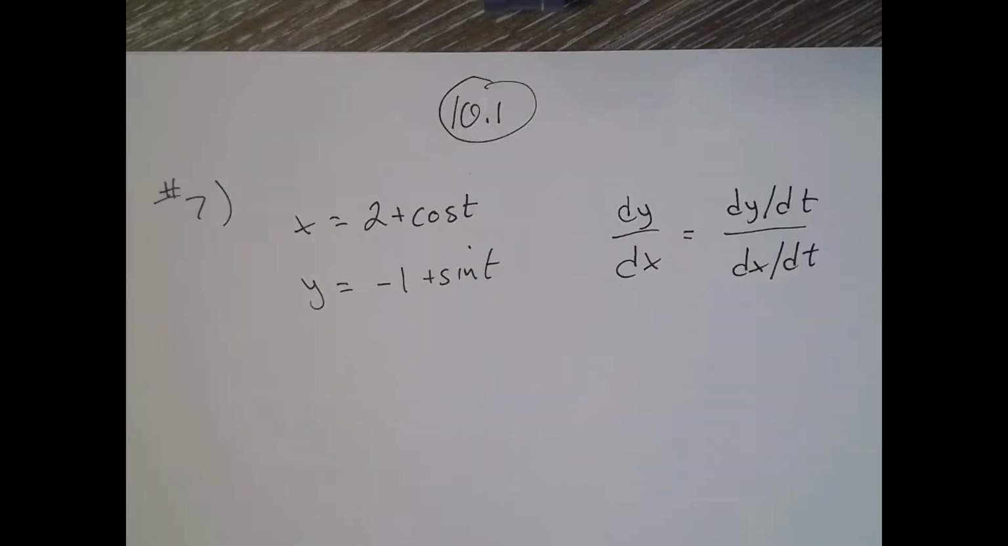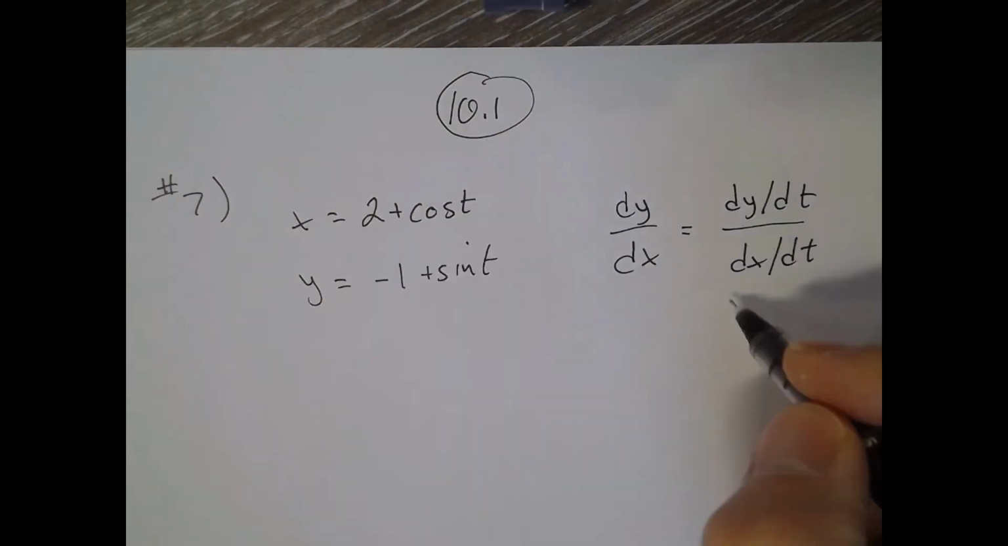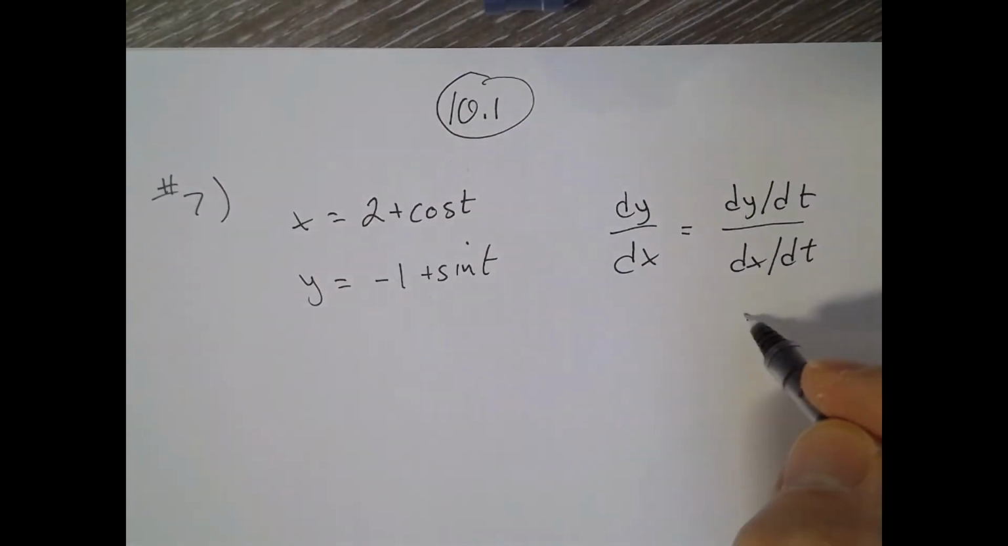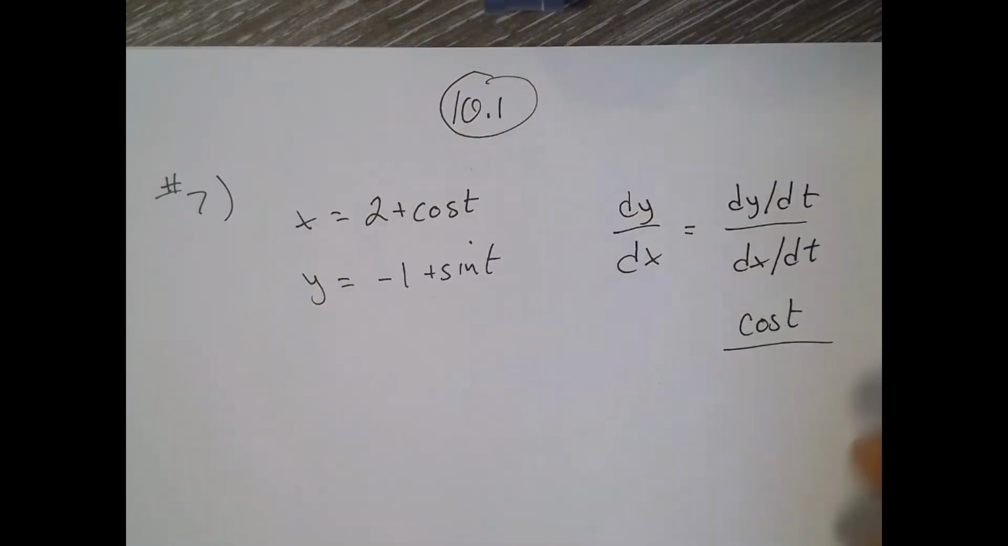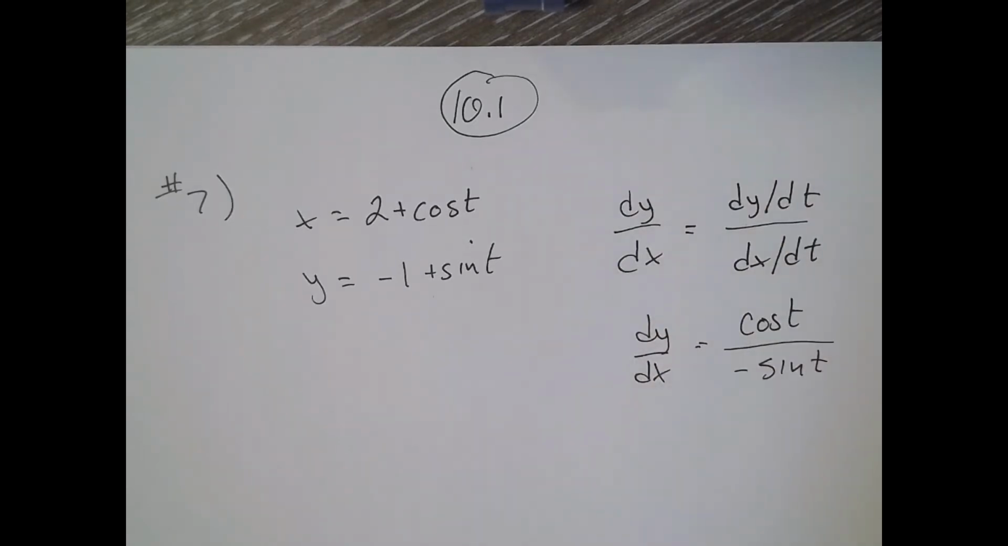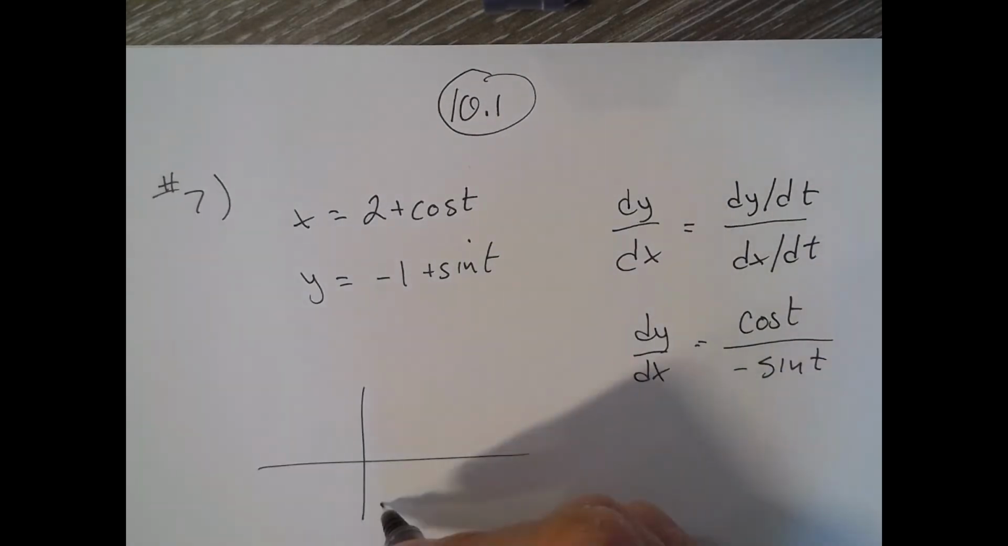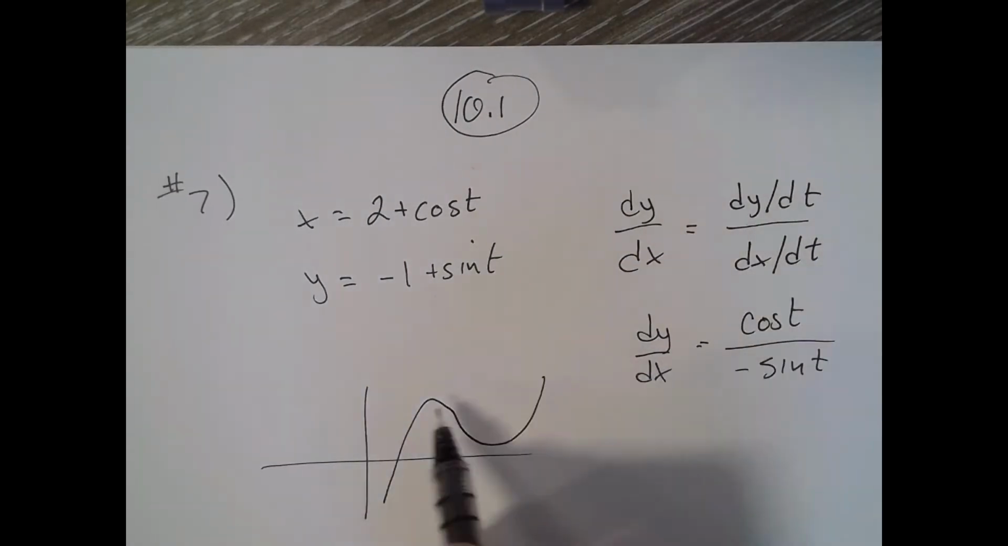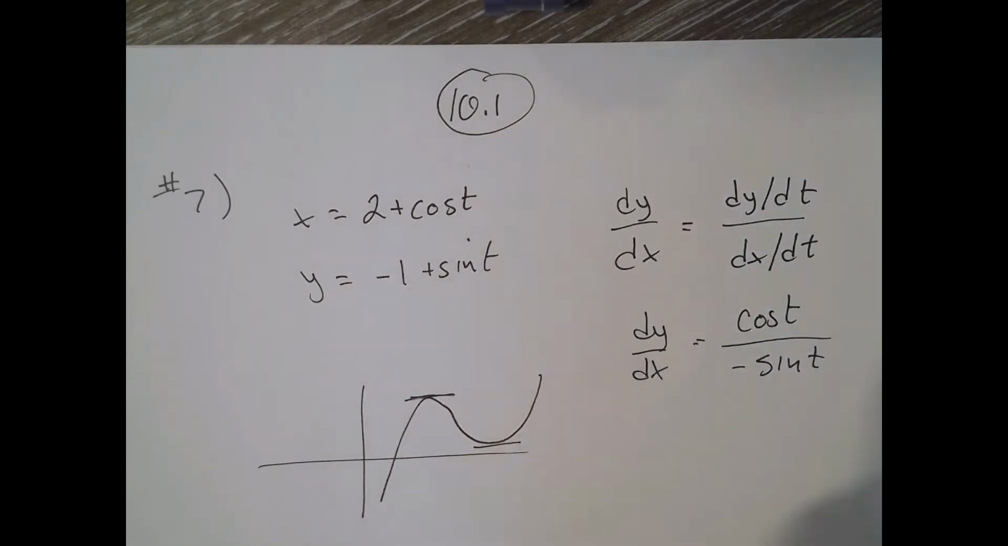So our dy/dt here is just cosine t, and our dx/dt is negative sine t. So that's our dy/dx. Alright, so to answer question A, where is it horizontal? If we have a horizontal tangent, that means the derivative is 0.